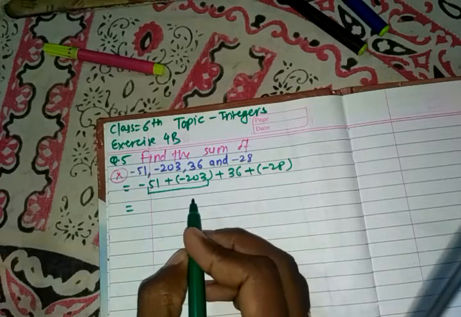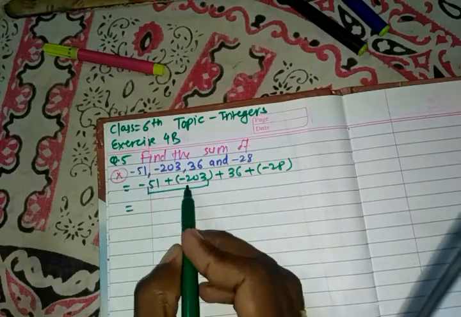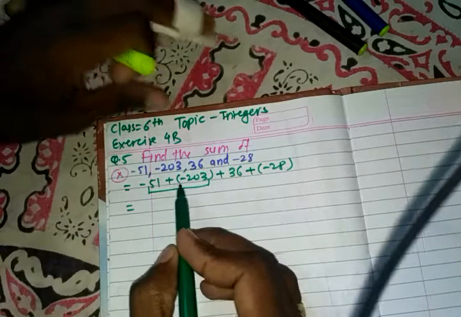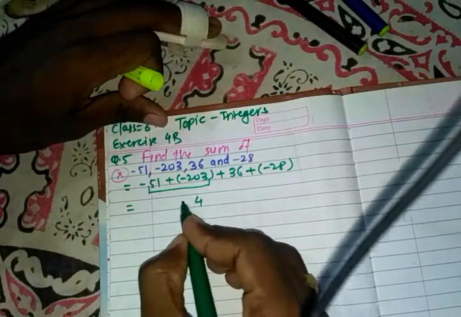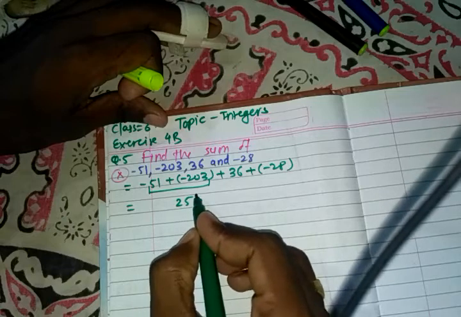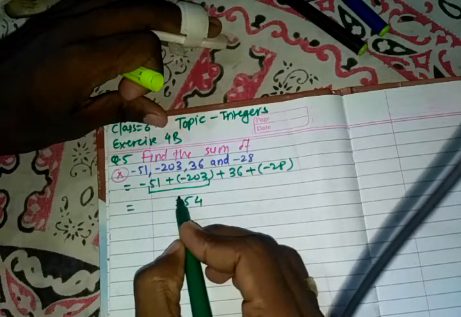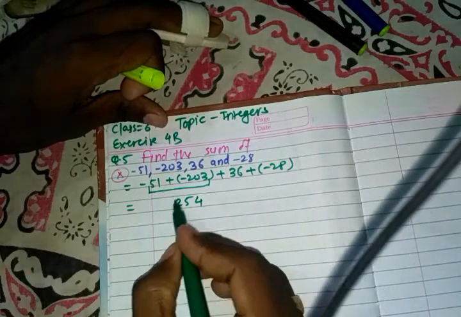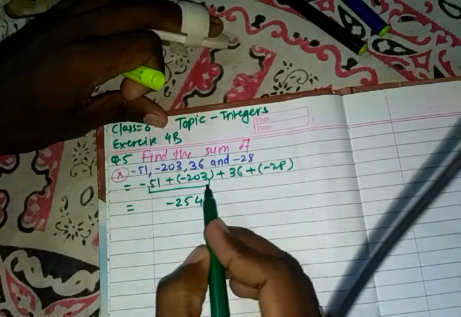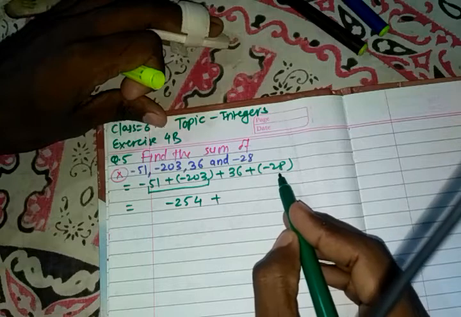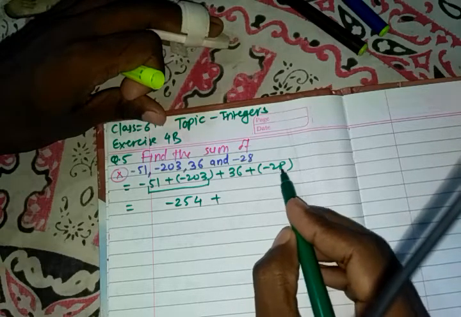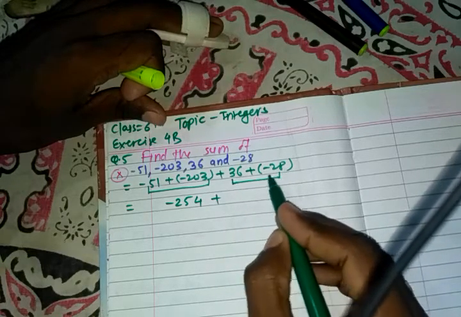Minus 51 and minus 203, both having the negative sign, hence we have to add them. So 3 plus 1 is 4, and 5 plus 2 is 7, so 254, and we have to give the sum the sign of the common sign, that is minus. Then 36 plus minus 28. Now we will solve this.